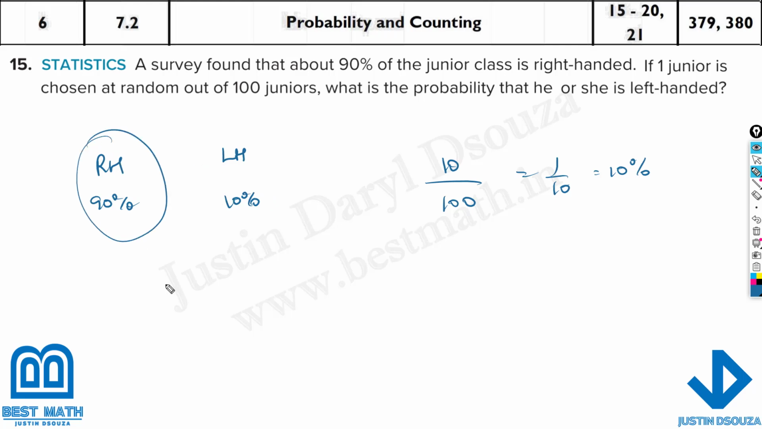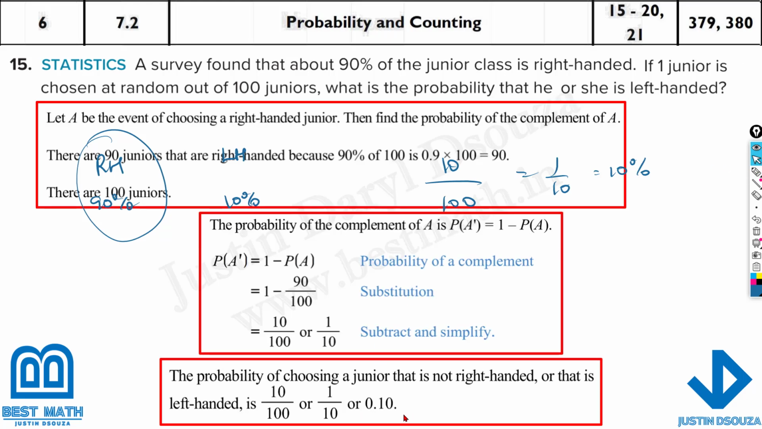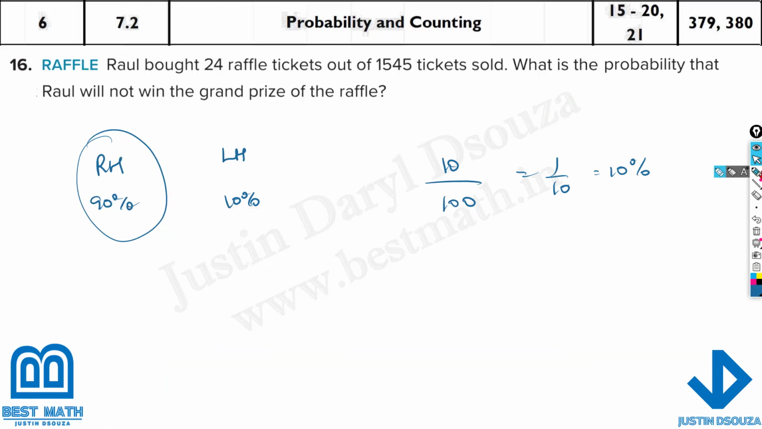Right-handed is 90%. If you choose a student randomly out of 100, the chance of one who is right-handed is 90%, whereas left-handed is only 10% or 1 by 10, 0.1. Okay, these are all correct answers. It depends on how your option is given. You generally might have 1 by 10 or 0.1. Or if it's in percentage, just multiply this by 100 and you'll get the percentage.